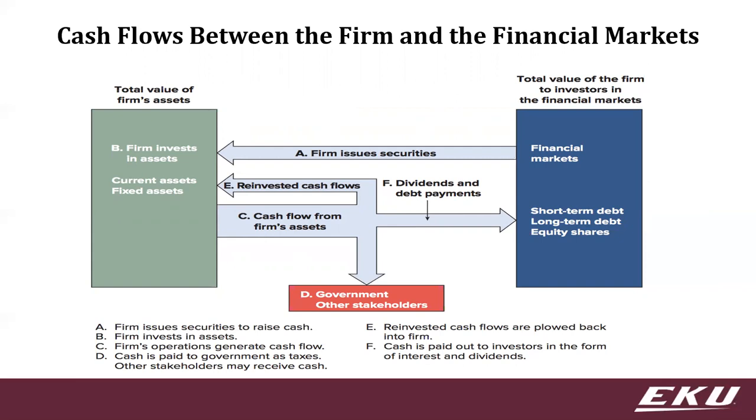I'll just give you this slide. You can pause it and read over this. It shows how the firm is interacting with financial markets. It's interacting with the government. But these payments and cash flows going back and forth show how financial institutions, the markets themselves, and business firms fit together.